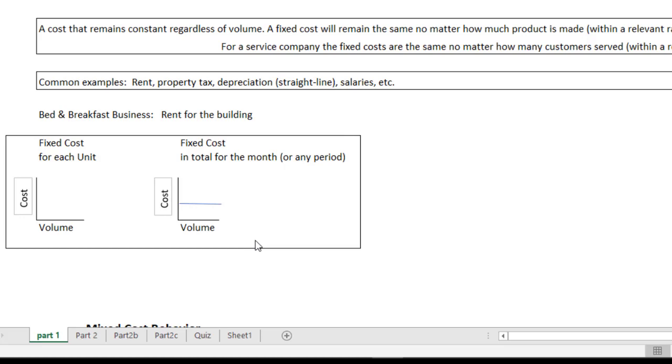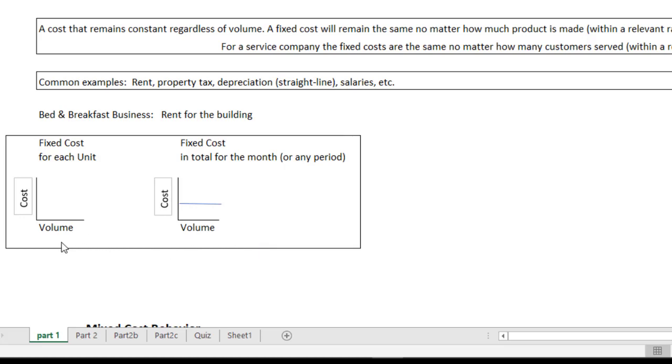What that means is you can't have a million customers at your bed and breakfast. So this is within the range that we're able to fill the capacity of our bed and breakfast. And the same thing goes for if you have a factory, then the factory is only going to be able to put out a certain capacity of product. So the fixed cost stays the same within that relevant range. Within that relevant range, you'll notice that it does stay the same.